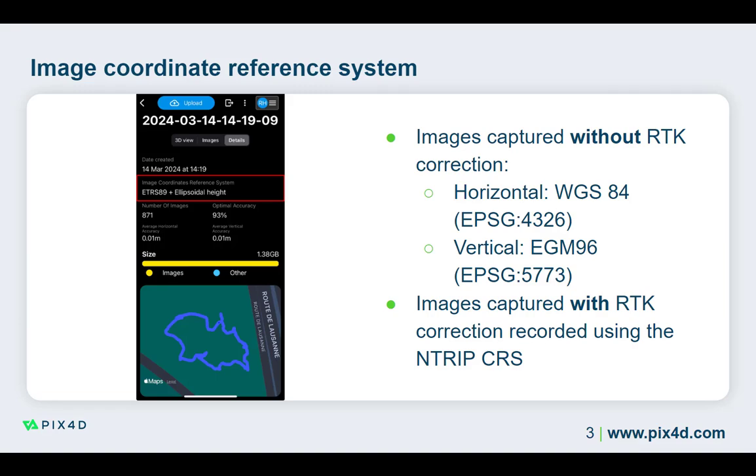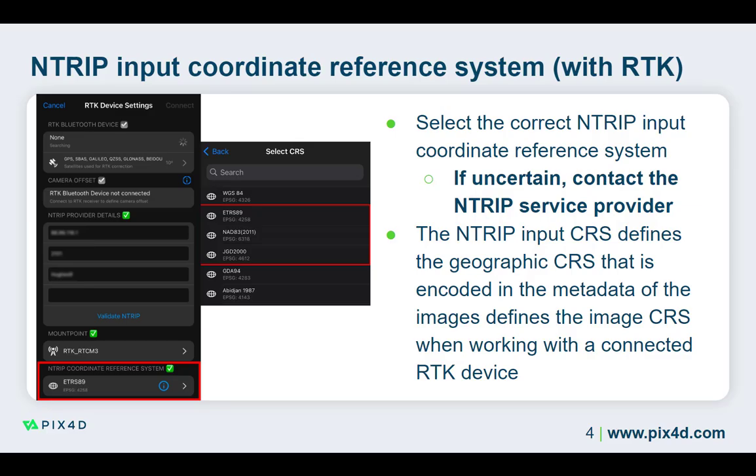If you capture images with Pix4Dcatch connected to a compatible RTK device, the images will be captured using the ntrip input coordinate reference system assigned when you connected to your ntrip provider and an ellipsoidal height. The image coordinate reference system is always a geographic CRS. The ntrip input CRS, when working with RTK, is used to define the image coordinate reference system in Pix4Dcatch. Setting the ntrip coordinate reference system correctly is crucial to the RTK accuracy of your Pix4Dcatch project.